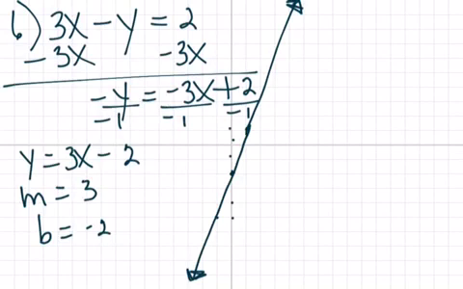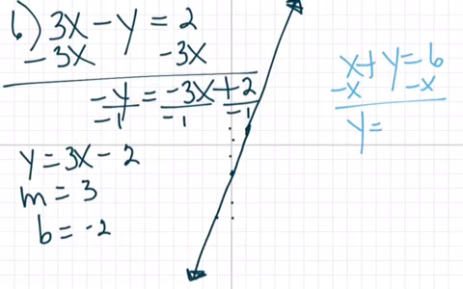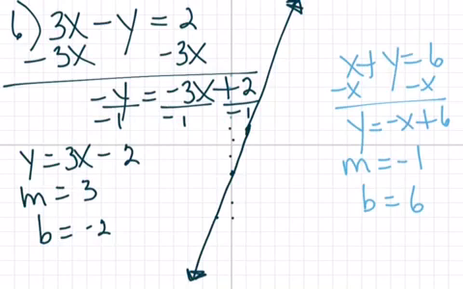The other equation on that problem is x plus y equals 6. Subtract x from both sides, so y equals negative x plus 6. The slope is negative 1, the y-intercept is 6. That means we need to go to 6 on the y-axis because we start with the y-intercept and put our point. A slope of negative 1 means to go down 1, right 1, down 1, right 1, down 1, right 1, and there's the line for it.